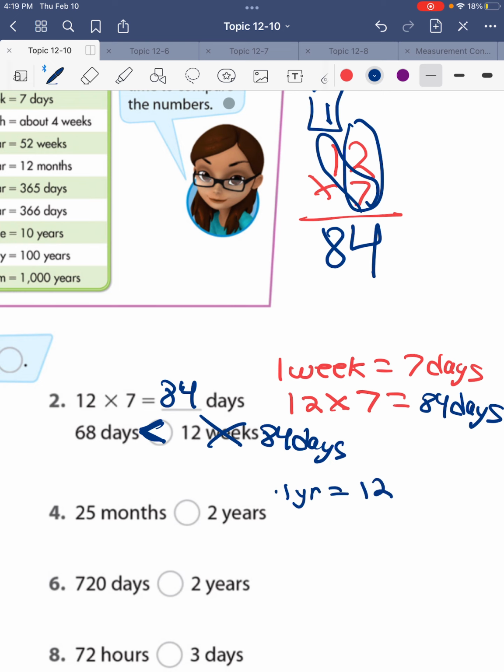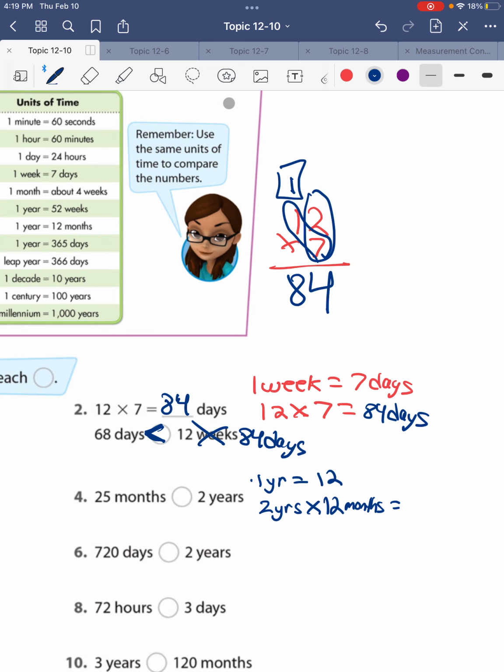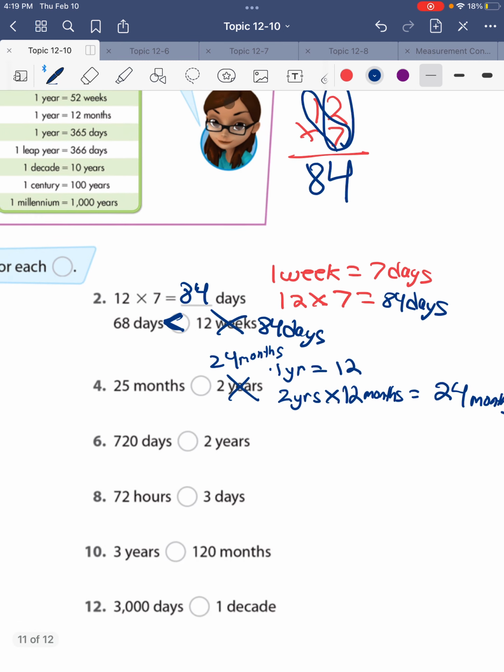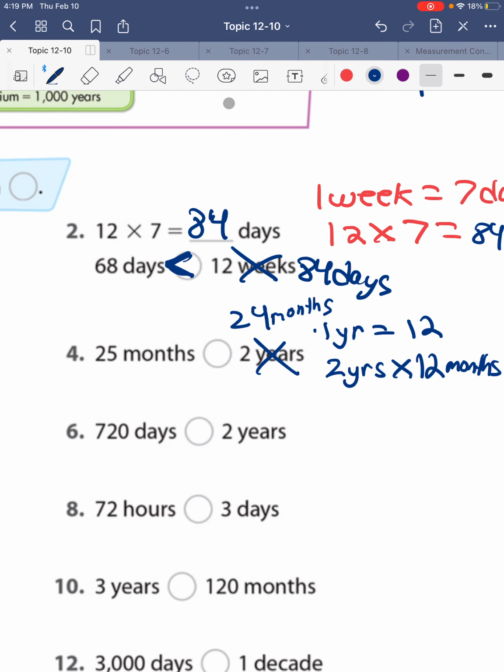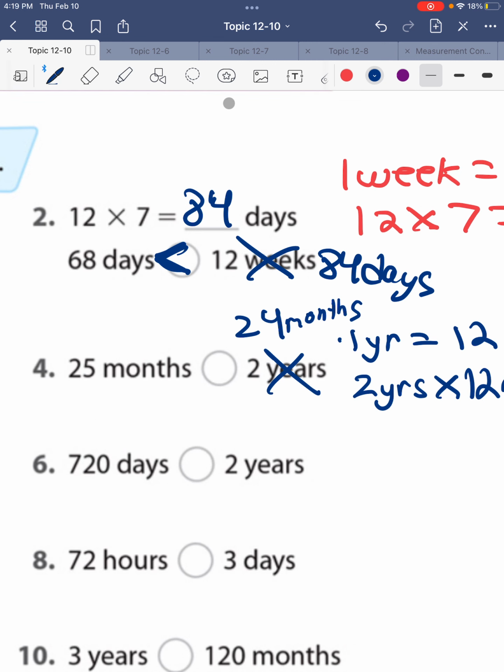But I have 2 years. So I'm going to take my 2 years and I'm going to multiply it by 12. Okay, 12 months. If you multiply that, you should get 24. So 2 years is 24 months. I'm going to erase this. I'm going to put 24 months. Okay? And also it makes sense because in 1 year, if we have 12 months, then another year, we have another 12 months. Okay. Give me a minute. Okay, so that means that 25 months is more, okay?